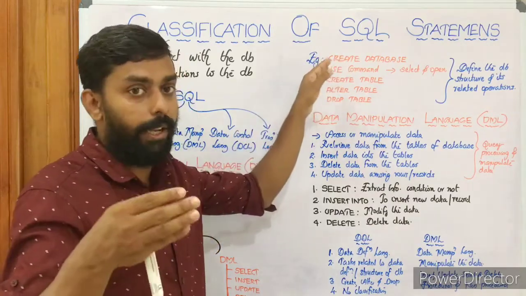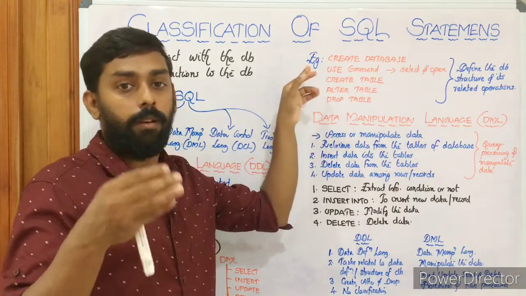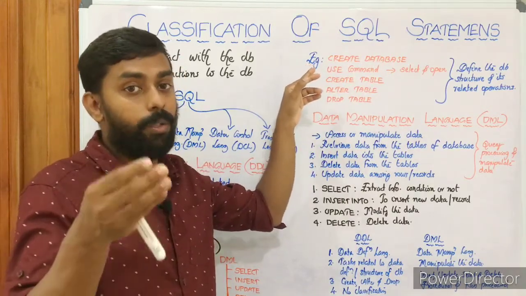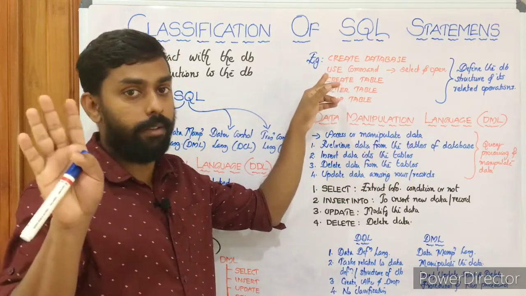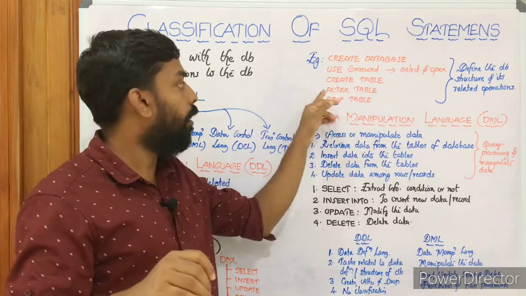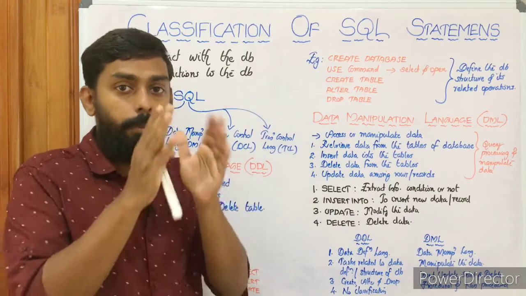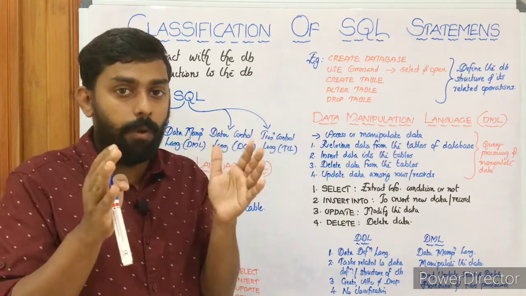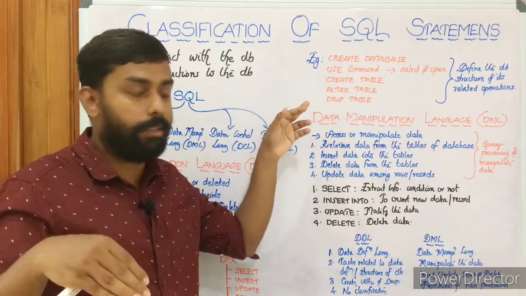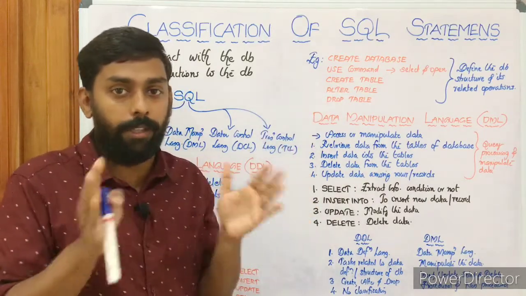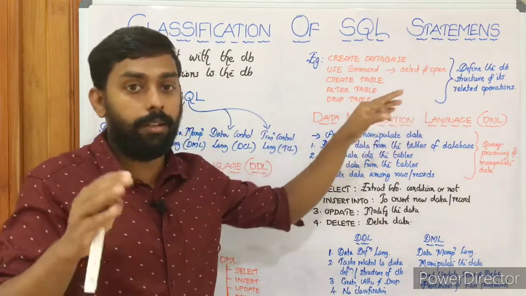Then examples of applying DDL commands. For creating a database, we use create database. For selecting and opening an existing database, we use the use command. You know how to apply use, right? Use student, that's it. Then create table, alter table, drop table. Create table is used to create the structure of a table: how many columns should be there, the data types of the columns, all this kind of stuff. Alter is used to add a new column or remove an existing column, and drop removes the entire structure along with the data. So all these commands define the database structure and its related operations.